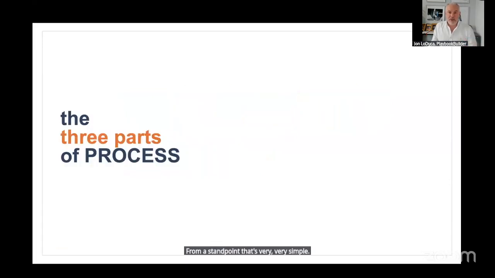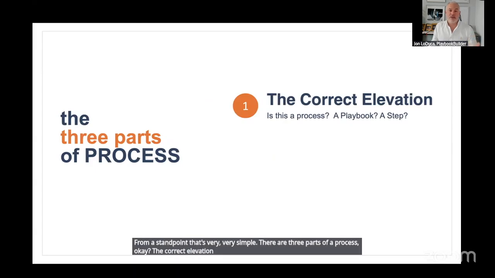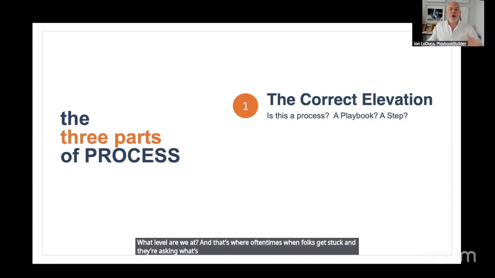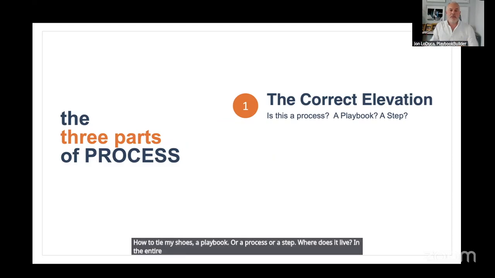There are three parts of a process, okay? The correct elevation, that's an important conversation we're going to have. What level are we at? That's where oftentimes when folks get stuck and ask what's a process, they really mean, what's the elevation? Is how to tie my shoes a playbook or a process or a step? Where does it live in the entire anatomy of a playbook?